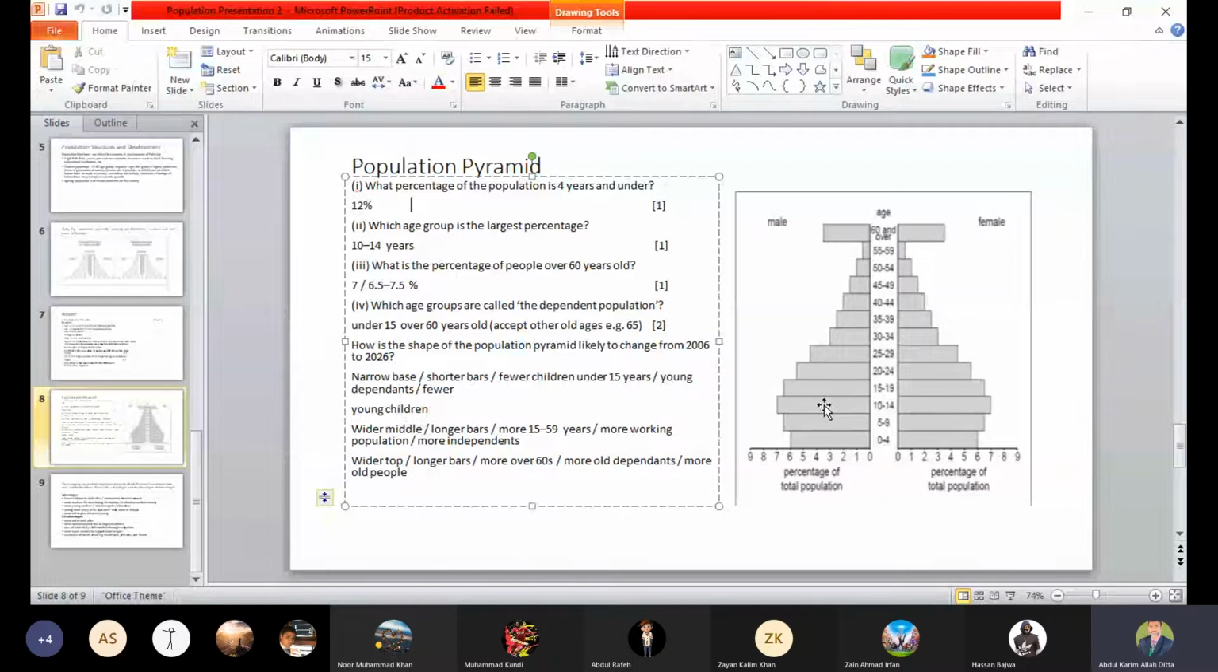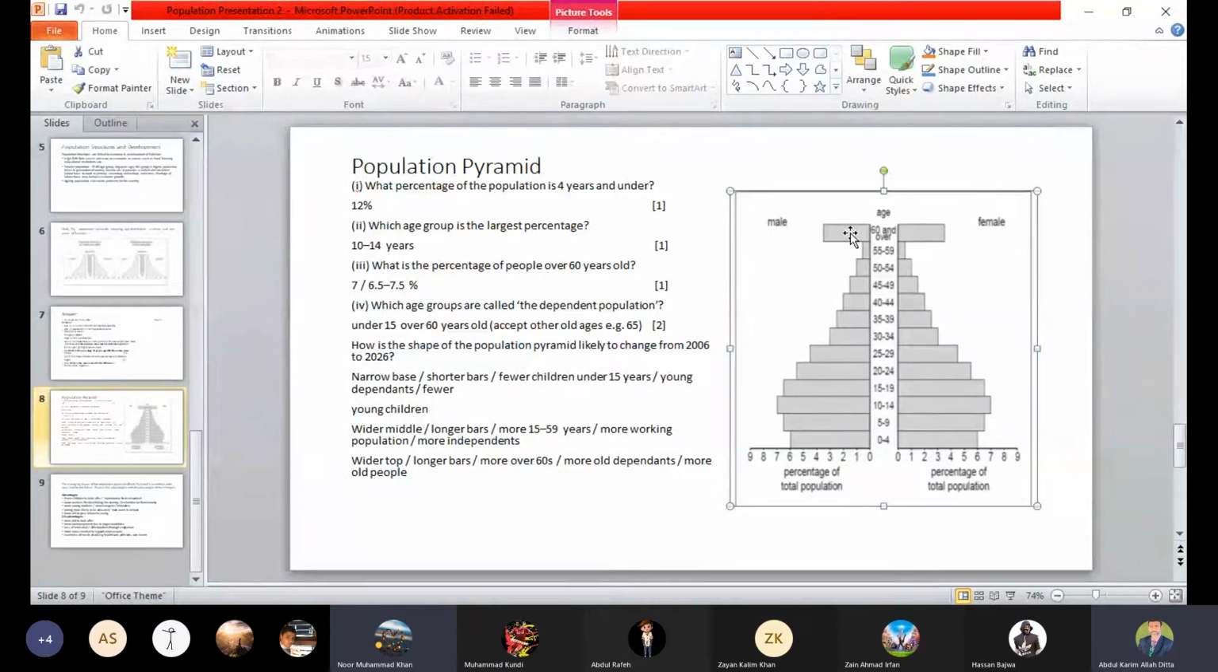Number 3, what is the percentage of people over 60 years? Sir, 4 plus 3, 7. Here 4 plus 3.5%, or 4 plus 3%. So definitely about 7%. If you write 6.5% or even 7.5%, both answers are correct, beta.